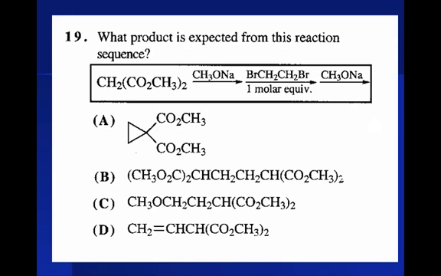Okay, so what's the answer? A, B, C, or D? A is the correct answer. Let's walk through it. We start off with dimethylmalonate. There you go. And when we treat this with sodium methoxide, we get, drawing one hydrogen, we get the negative charge there, right? Now what happens, Matthew?